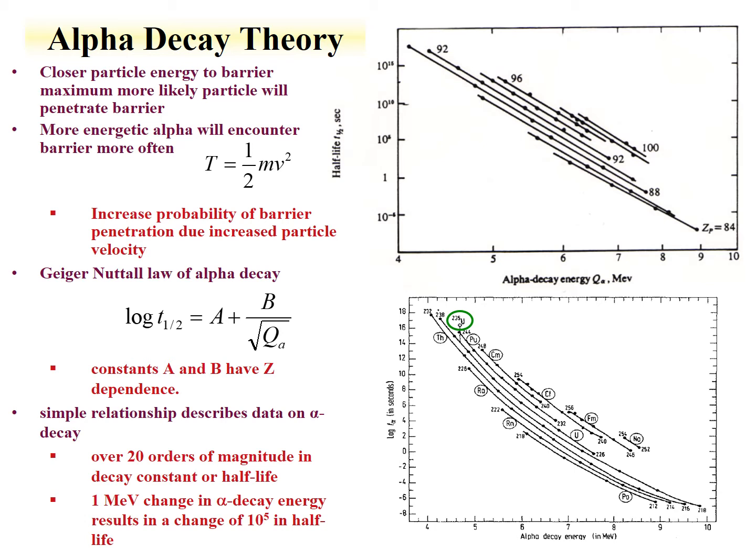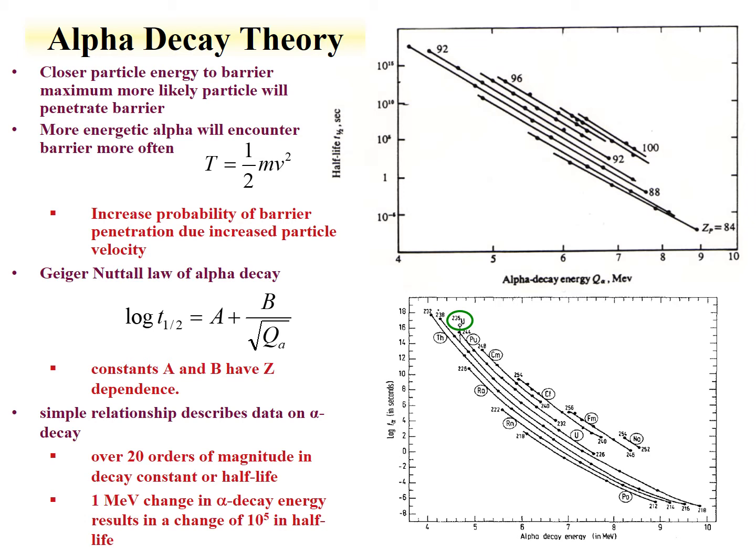So one of the manifestations of this model we just discussed is that the closer the particle energy is to the barrier, the more likely the particle will penetrate that barrier. Also, a more energetic alpha particle will encounter the barrier more often. If we think about the kinetic energy, the mass would be the same, so the velocity would be greater for a more energetic particle. Fundamentally, the probability of penetrating a barrier is a consistent factor.